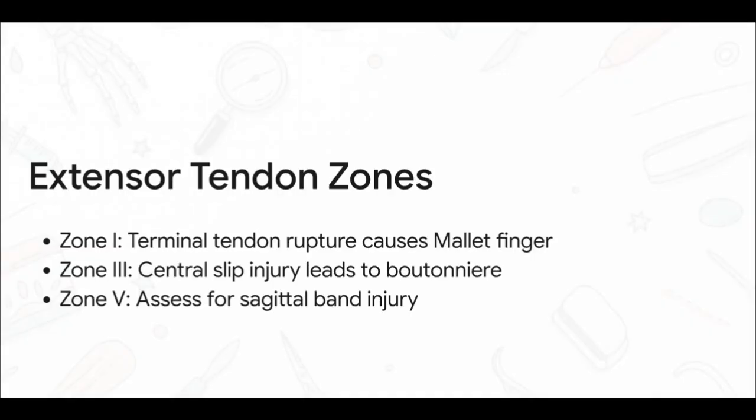Conversely, over on the dorsum of the hand, you really need to know your extensor zones. A forced flexion injury at zone I, right over the DIP joint, will rupture the terminal tendon and create a classic mallet finger. Moving proximally up to zone 3 over the PIP joint, an untreated injury to the central slip will inevitably lead to a boutonniere deformity. That's PIP flexion coupled with DIP hyperextension. And at zone 5 over the MCP joints, always assess for a sagittal band injury to prevent the tendon from subluxating.